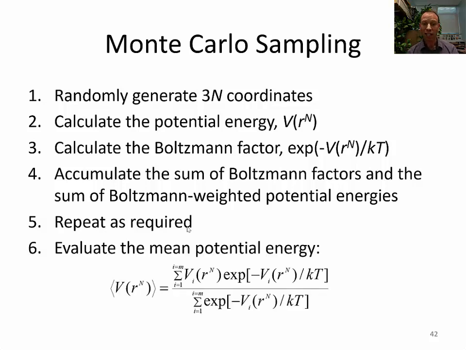Right at the end, you can calculate the mean potential energy. So that's defined by this equation here. On the top, we've got the sum of the Boltzmann weighted potential energy. So here's the potential energy, which is weighted by the Boltzmann factor. And here on the bottom, we've got the Boltzmann factor. If we work out this fraction, so we've collected these during our simulation, we add them all up, we divide them, this gives us the mean potential energy. And we can also use similar equations to calculate lots of other thermodynamic properties.